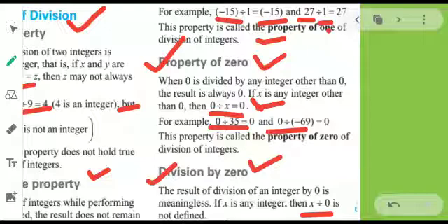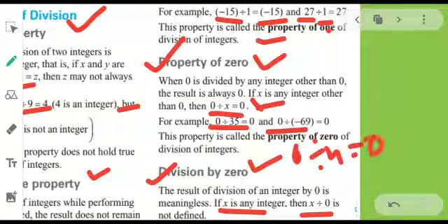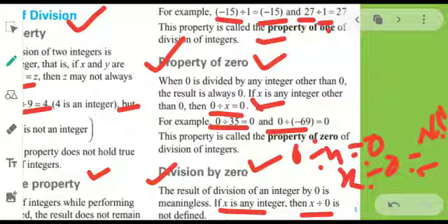Remember, students, if x is any integer, then 0 divided by x, the answer will be 0. And if x is divided by 0, then the answer will be not defined. We can write not defined. Remember, these are the properties of division of integers. Let's solve a few questions. Move to the next page.